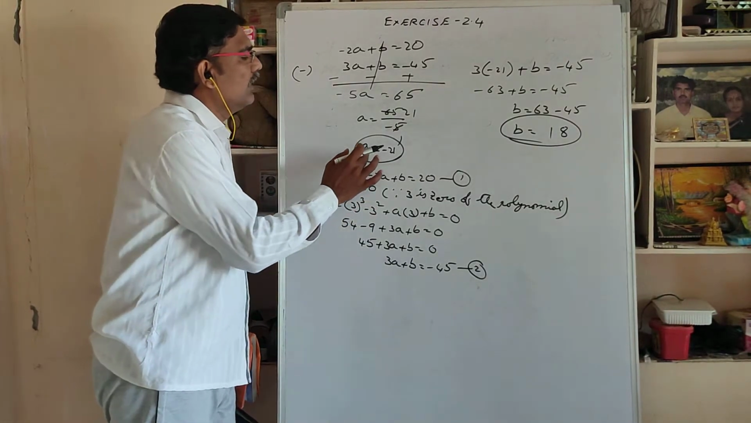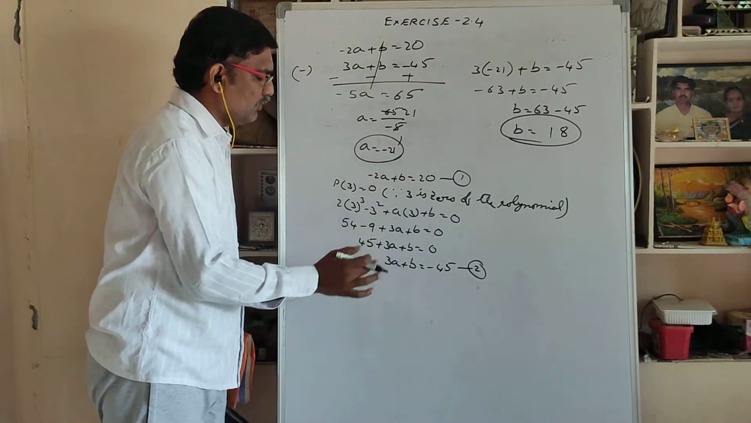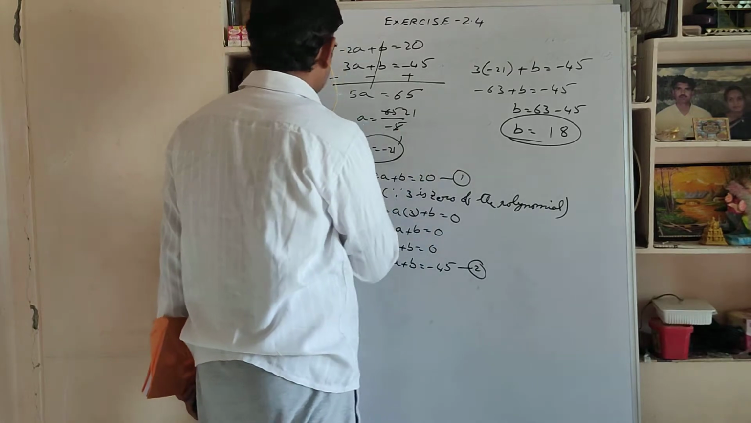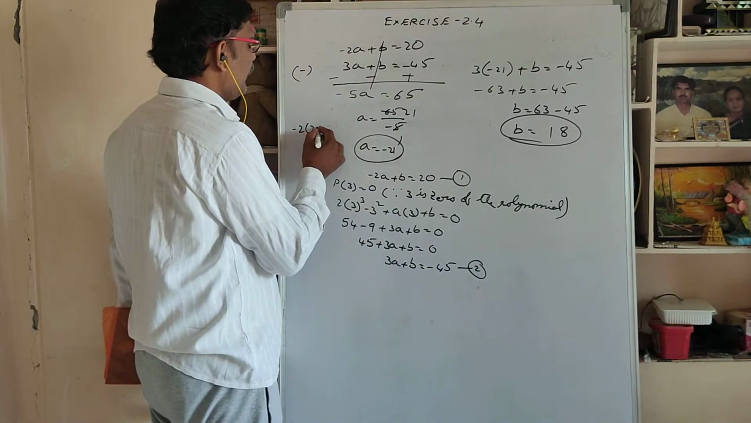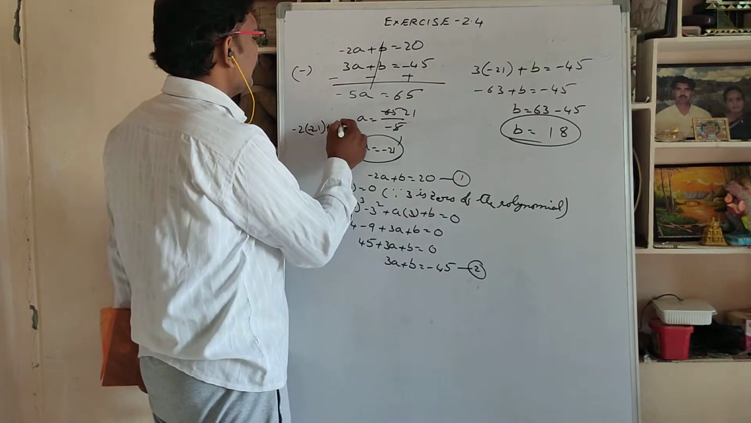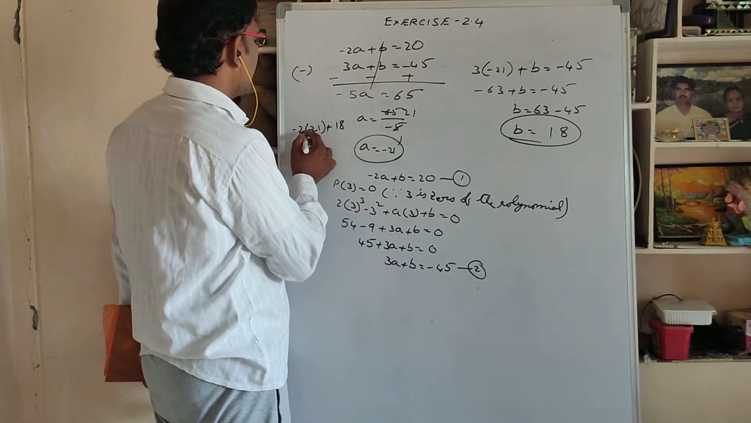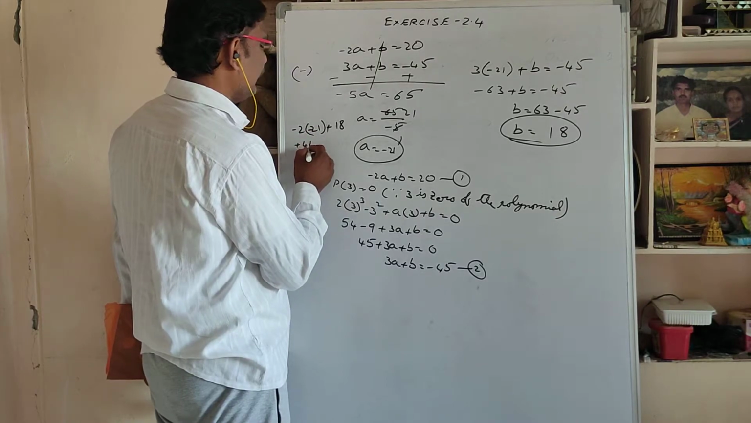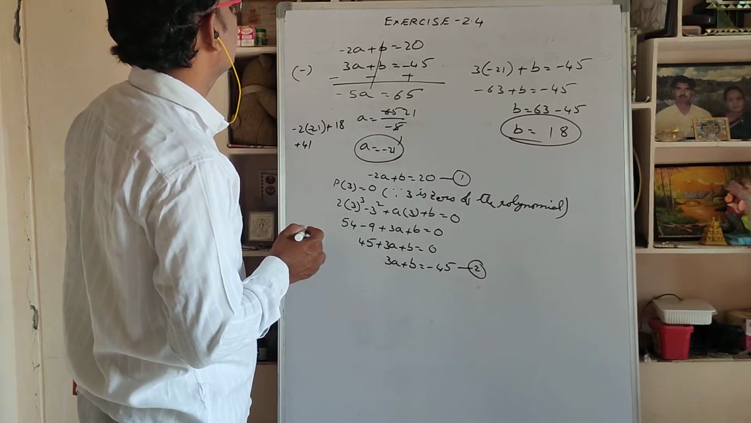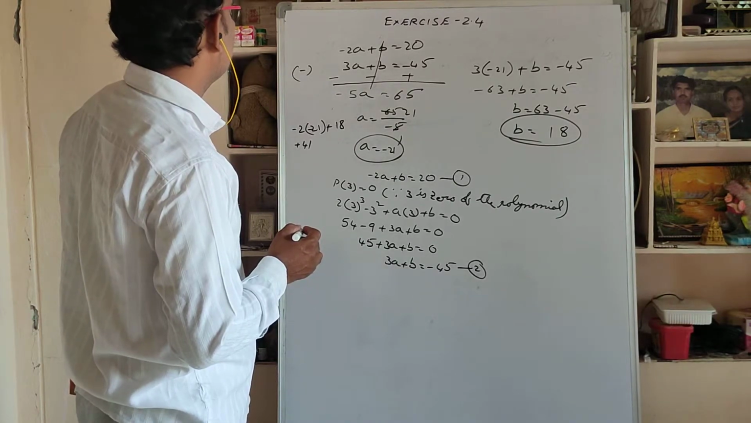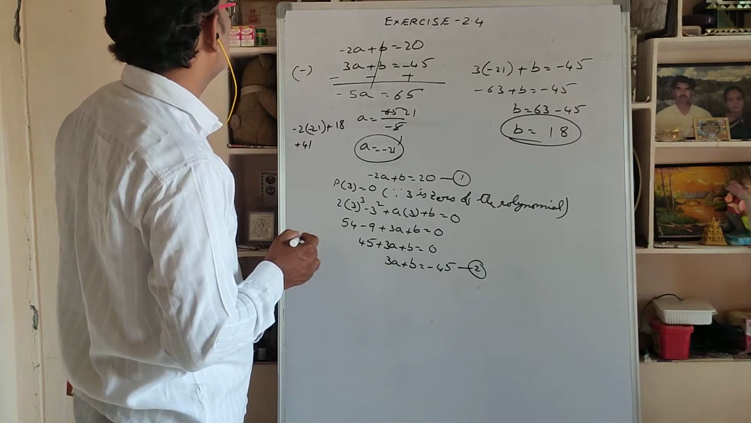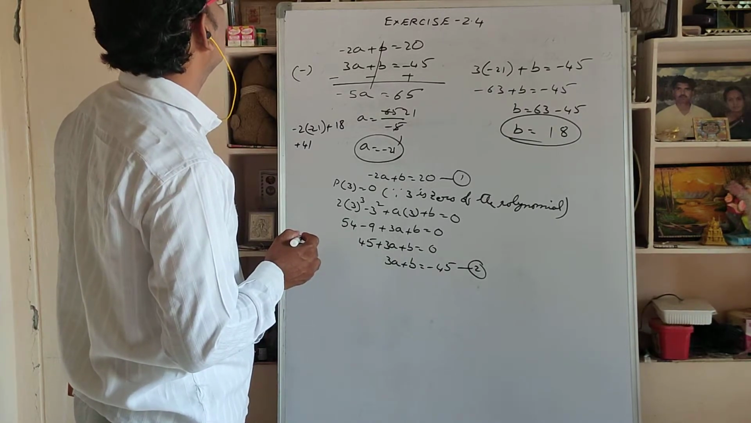Now the problem is right or wrong, if you want to check it, what you have to do? A and B values substitute in 1 and 2. You should get the same values. Okay. So minus 2 into minus 21 plus 18, plus 41 plus 18. You are not getting the value.